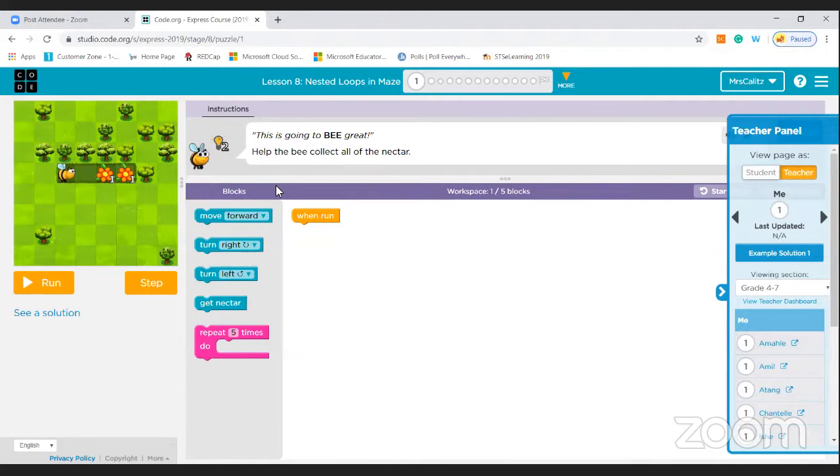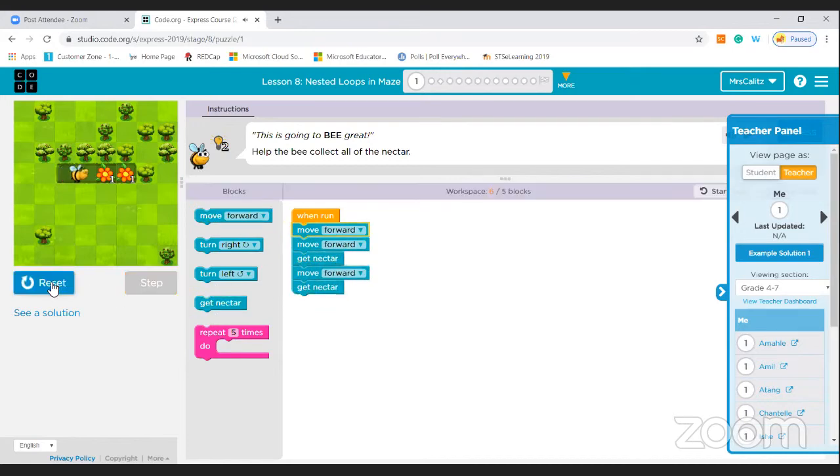Okay, this is going to be great. Help the bee collect all of the nectar. How do we get there? Amu, are you going to help me? Let me unmute you. Amu, what do I need to do? Ma'am, move forward twice, get nectar, and move forward again and get nectar. Move forward, forward, get nectar, move forward, get nectar. Like that. Yes.